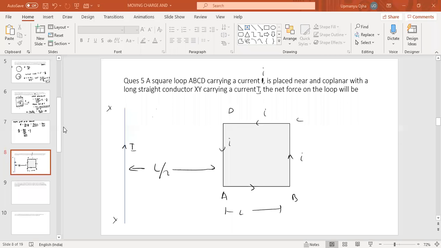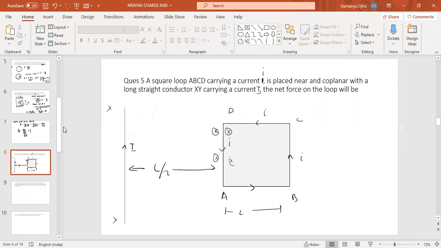So just see here. First of all, what is the direction of magnetic field acting on AD length? If you take this loop, this is AB, BC, CD, and AD. What is the direction of magnetic field acting on AD? That would be inside the plane, because by the right hand thumb rule the magnetic field will be inside. So we can say here this is cross.